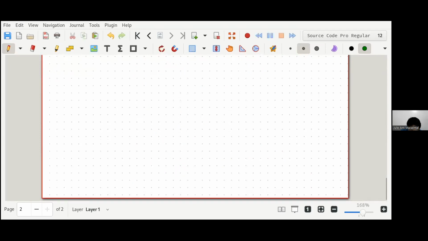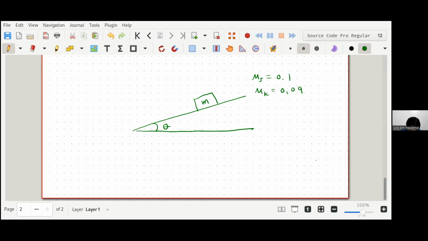Okay, ito naman next problem: may inclined plane, may mass m, tapos ang coefficient of static friction, we'll just use those values, 0.1, mu k is equal to 0.09. Ito yung theta. Assume that initially the mass is at rest. Ngayon, analyze yung mga cases. Assuming the initial velocity is zero, examine yung mga cases for theta between 0 and 90 degrees.